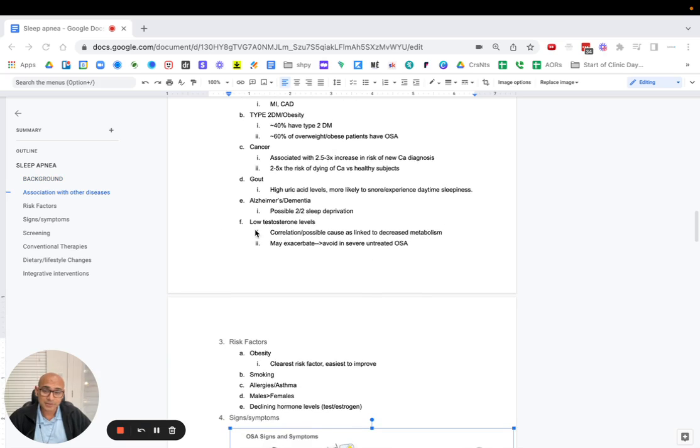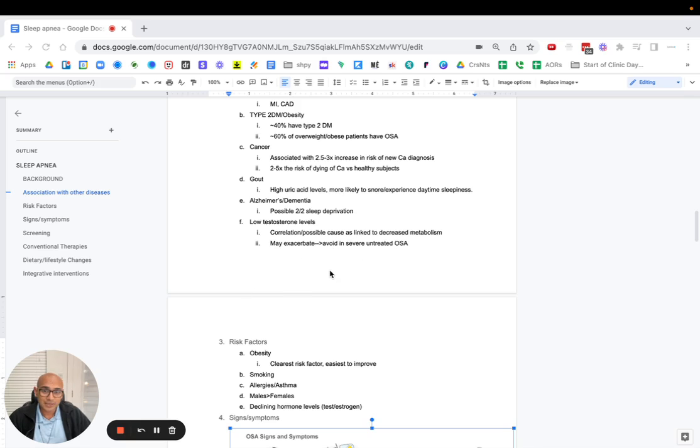Now, low testosterone levels may cause obstructive sleep apnea by virtue of the fact that they may lead to decreased metabolism and weight gain, which can cause soft tissue growth and intramuscular fat deposition, right? That's one reason it can cause it. However, one thing to point out is that when you're trying to treat somebody with obstructive sleep apnea and hypogonadism, you have to be careful.